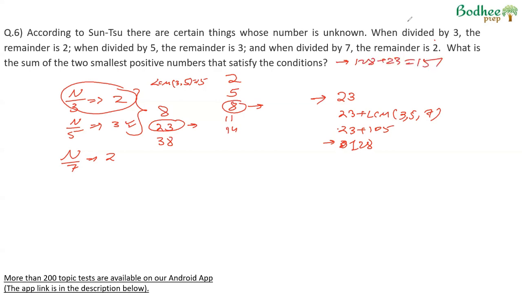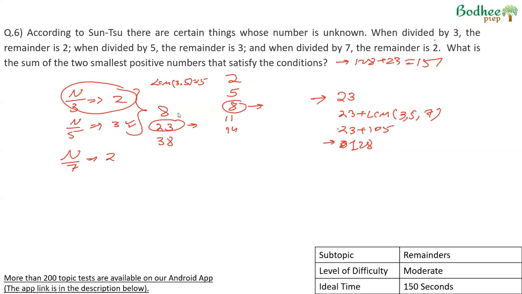Again, you have to check for three conditions, but luckily the divisors are simple and the remainders are small. So again, moderate level of questions, 2.5 minutes should be good enough to do the question.